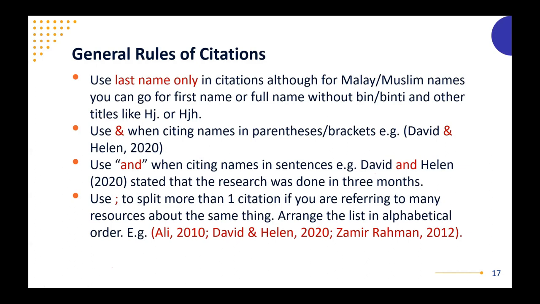When you publish in international journals and all that, they tend to be confused, and they think that your name is only one. But in Malaysia, some names can be very long. So it's always good to use the shorter form. But you will still use the full name in the references anyway. Only the citation.